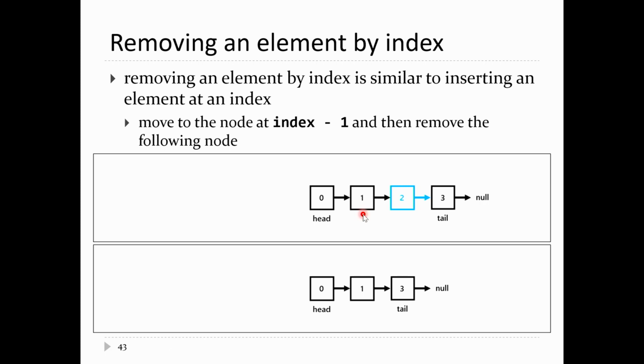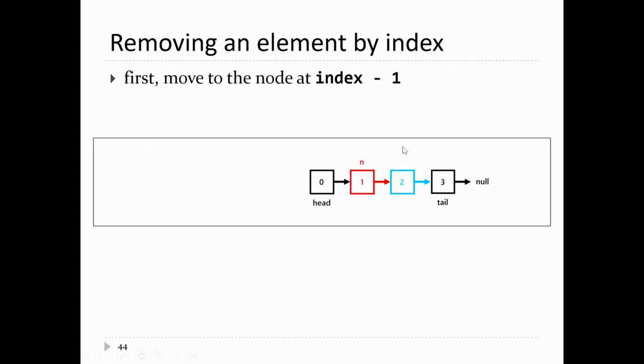So I need to move to the 1, and then I need to make that 1's next link refer to the node after the one I'm removing. Right, so in a picture, the way it looks is as follows. Move to the node in front of the one you'd like to remove. We're just going to use move to.